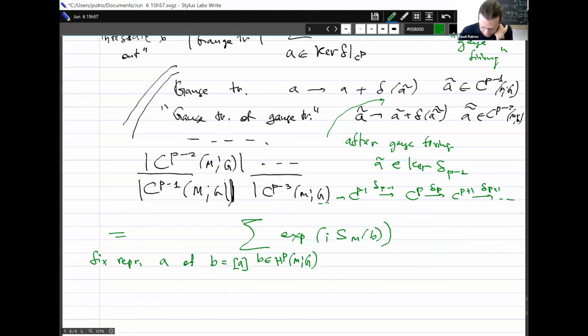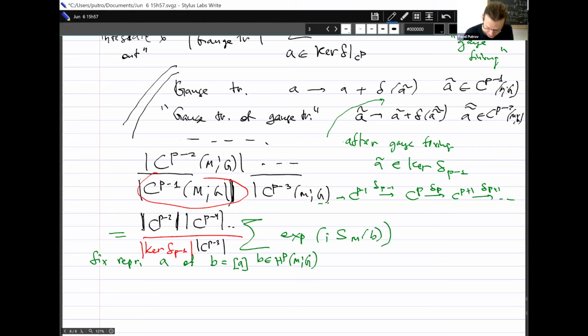And so this means that we don't need to divide by all C^(P-1) here, but we only need to divide instead by just the kernel of delta P minus 1, the size of the kernel, but the rest will be the same. Let me not indicate this, suppressing the dependence on M and G, and there will be the size of C^(P-2), the size of C^(P-3), the size of C^(P-4), and so on.